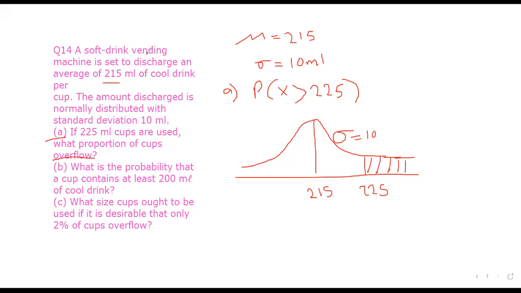So in this case, a soft drink machine is said to discharge 215 on average. So that is our mean, with a standard deviation of 10 mils. If 225 mil caps are used, what's the proportion to overflow? Over is greater. So we are looking at this part here. That's why we are shading this part. So we standardize. What are we getting?